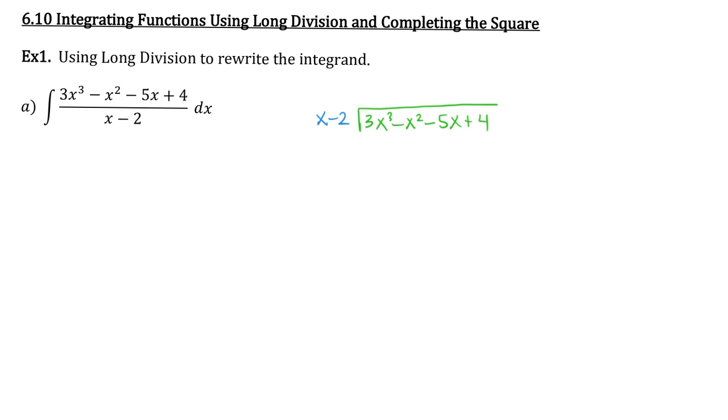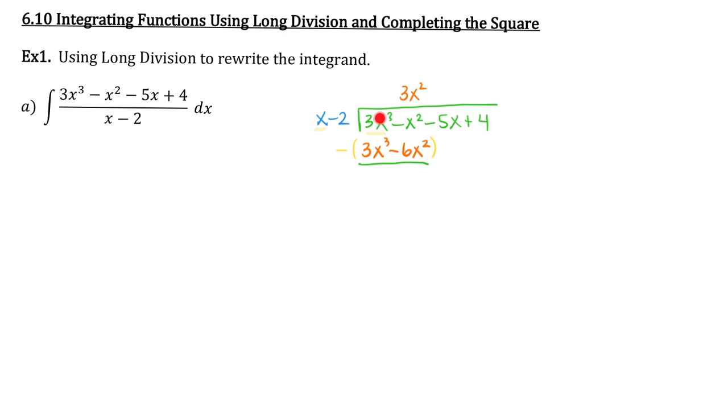Okay, let's try this. If you remember when doing long division, you look only at the first term. So I think, what do I times x by to get 3x to the third? I get 3x to the second. Then I'm going to distribute the 3x to the second times the x and the minus 2. So I get 3x to the third minus 6x to the second. And then I'm going to subtract down. You don't need to show your subtraction, you just know you're doing it.